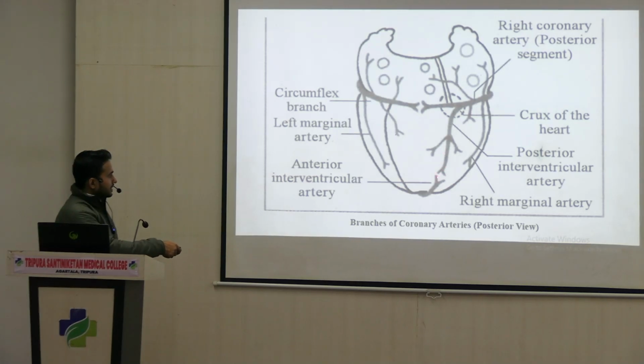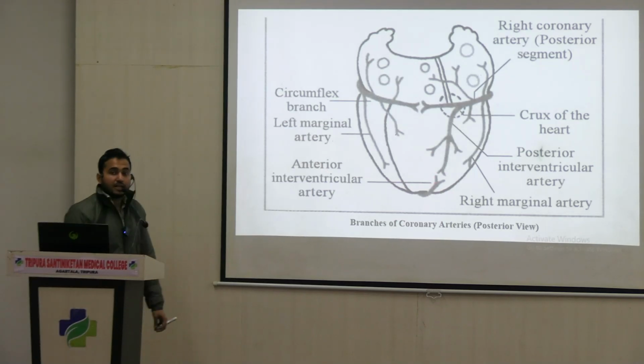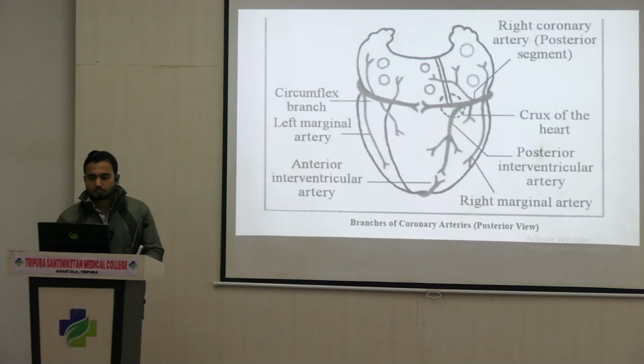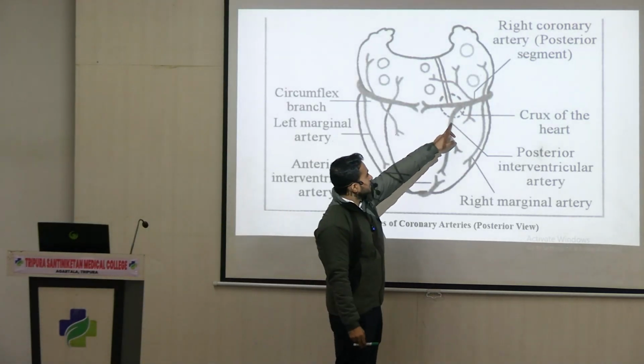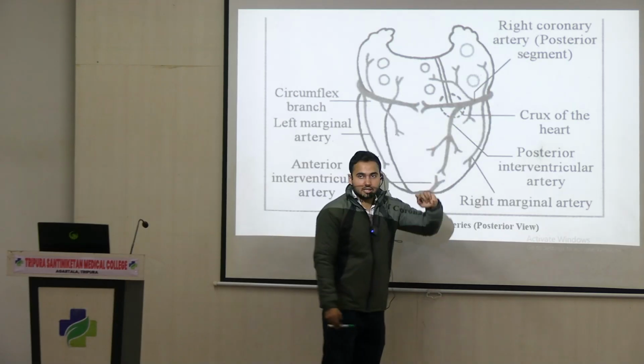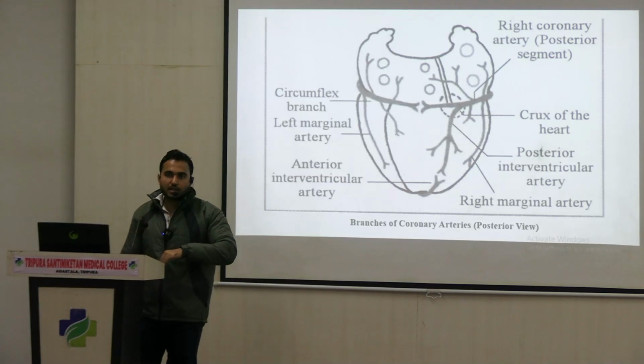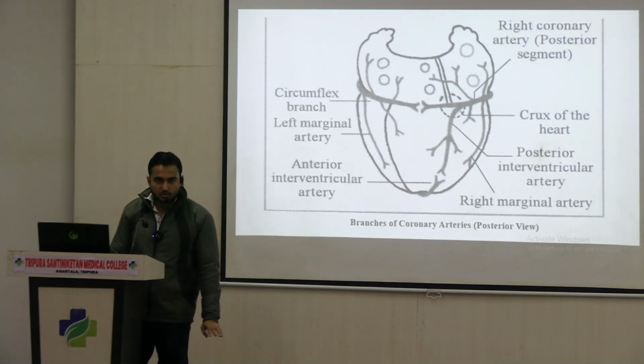Near the apex, it terminates by anastomosing with the anterior interventricular artery, which is a branch of the left coronary artery. As I have mentioned, in 70 to 80% of cases this posterior interventricular artery arises from the right coronary artery. That's why it is called right dominance. If it arises from the left coronary artery, then it is called left dominance.